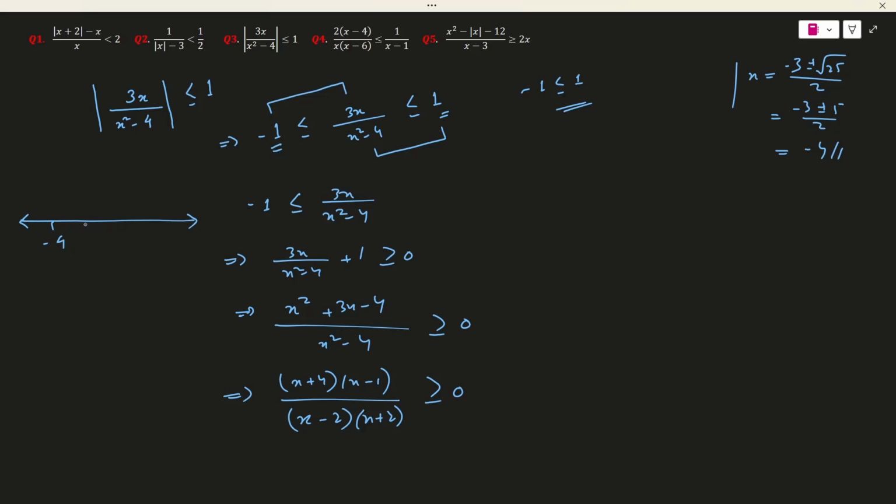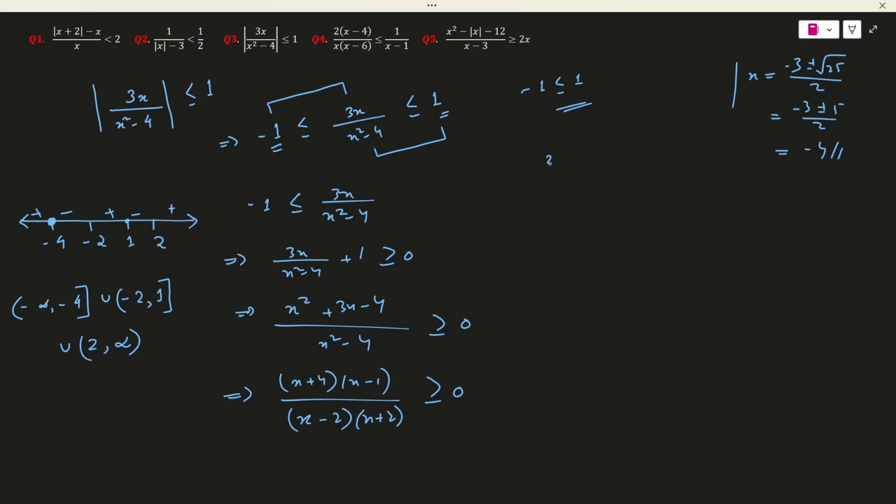write the roots. Minus 4, minus 2, 1, 2. So plus minus plus minus plus. Please remember we have the equal to sign also, so x can be minus 4 as well and 1 as well. And I need greater than or equal to 0. So from here I can say minus infinity to minus 4 included, union minus 2 to 1 included, union 2 to infinity. This is the range of x while solving the first part.